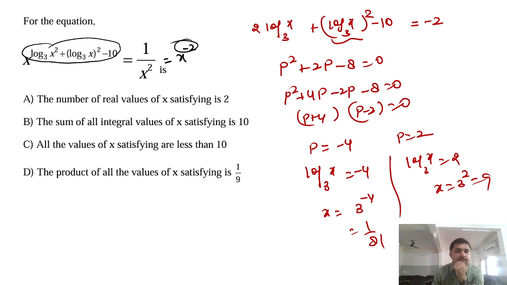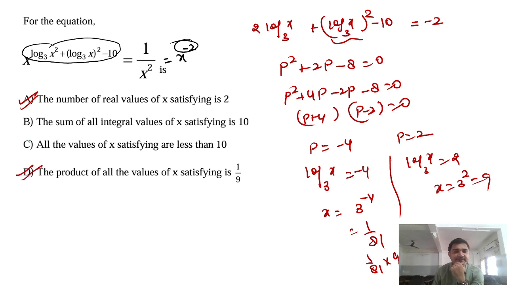Okay. 2 real values of x satisfying. The sum of all integral values of x satisfying is integral values of x. Wait. X equal to 1, is it satisfying? 0, 0, minus 10. No. Right? So, the sum of integral values is 9. Product of all the integral values. Product of all integral values we can calculate, which is 1 by 81 into 9, which is nothing but 1 by 9. Yes, D option is correct.